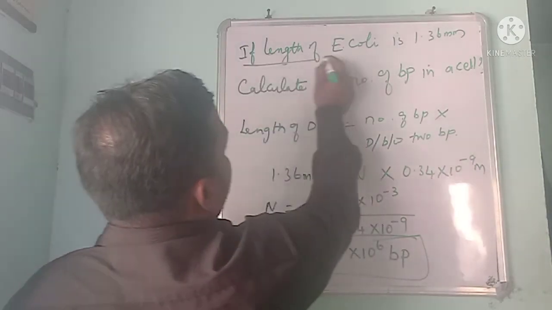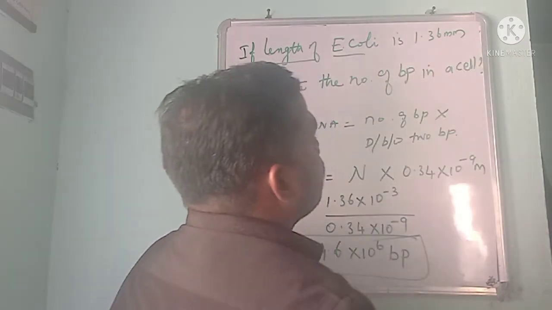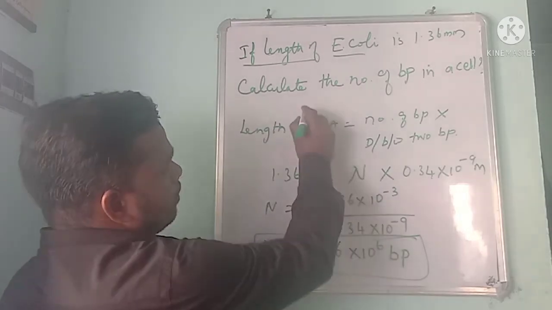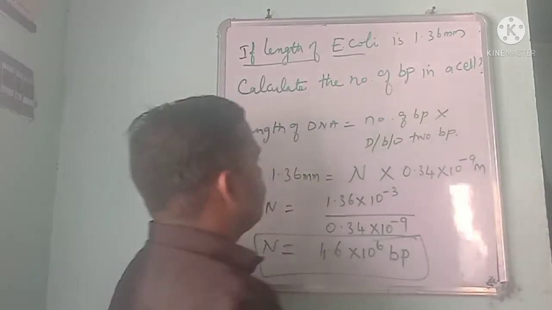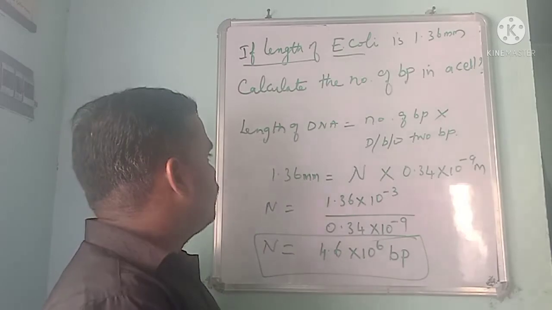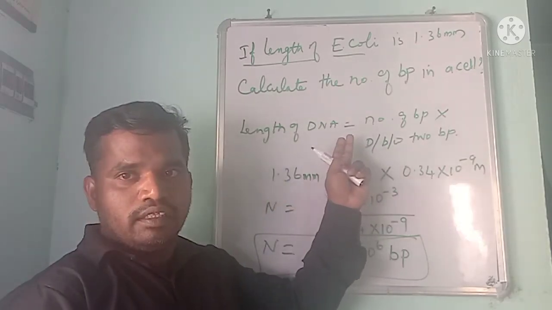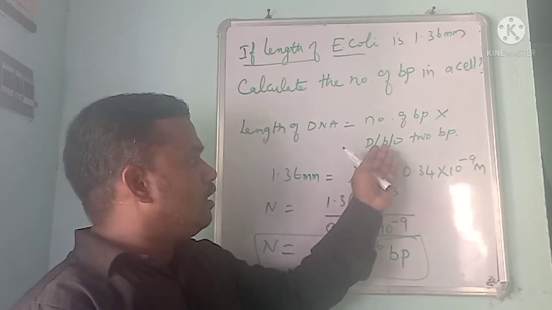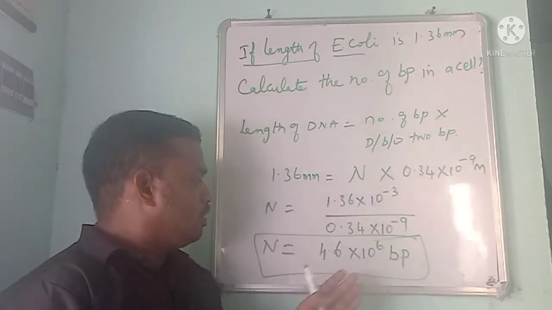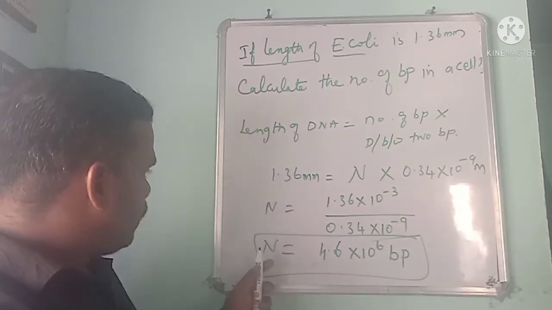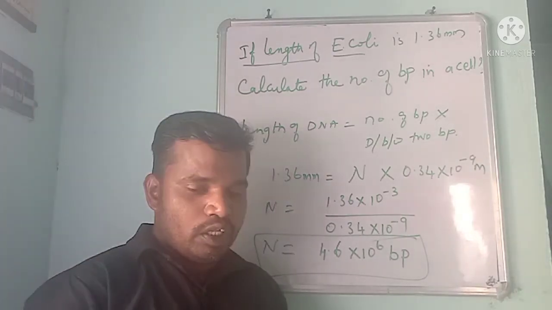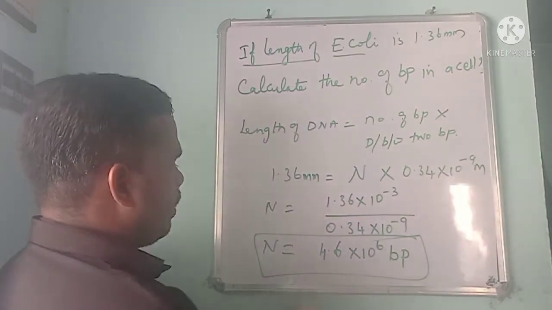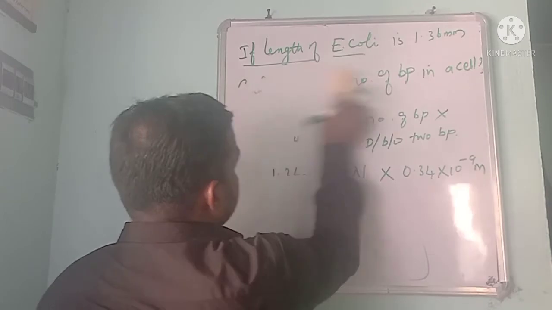If the length of E. coli is 1.36 mm, calculate the number of base pairs in a cell. The length of DNA is equal to the number of base pairs times the distance between two base pairs. So we get the number of base pairs in E. coli as 4.6 × 10^6 base pairs. Got it? Okay, fine. So another question is like this.